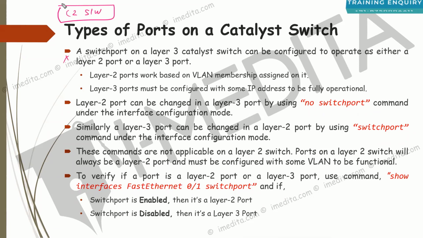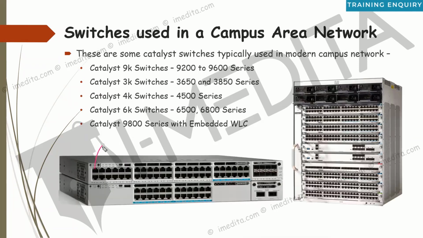The physical ports on that particular switch can be either a layer 2 port or a layer 3 port. So a switch port on a layer 3 Catalyst switch can be configured to operate as either a layer 2 port or a layer 3 port. If this particular port is configured to operate as a layer 2 port, this port must be assigned a VLAN membership. Otherwise, that port will not be considered operational.